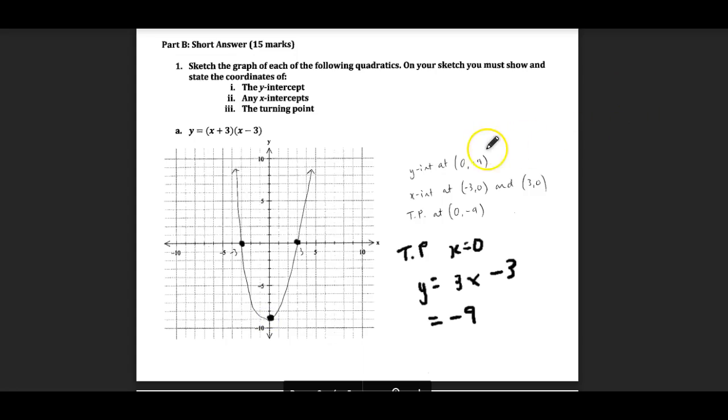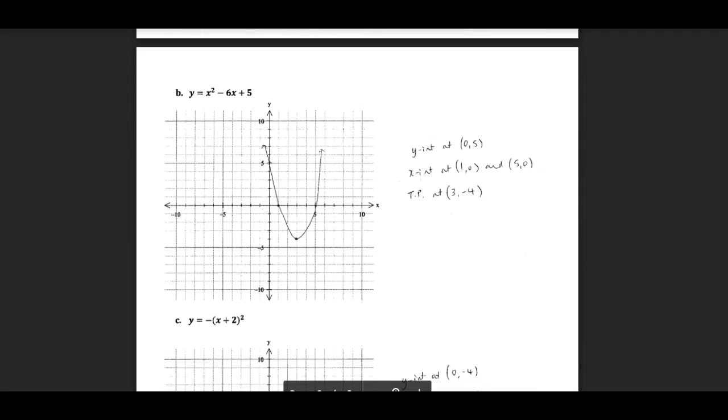So we've got our y-intercept, our 2 x-intercepts, and our turning point. So do make sure you actually state them as well. You could graph that on your calculator. There's nothing that says you have to do it by hand, but remember you can't always rely on your calculator because you might not be able to use it.